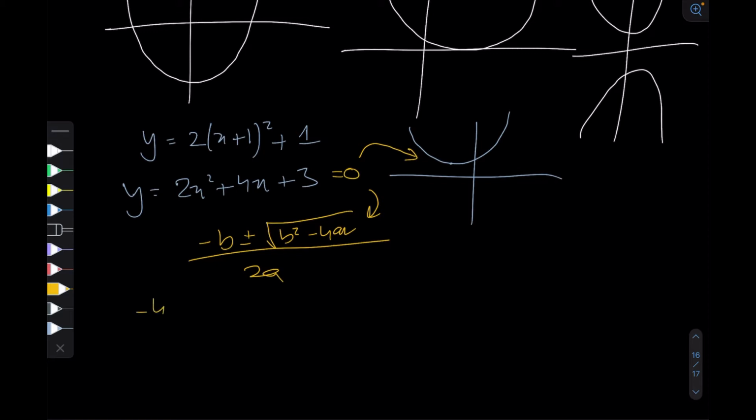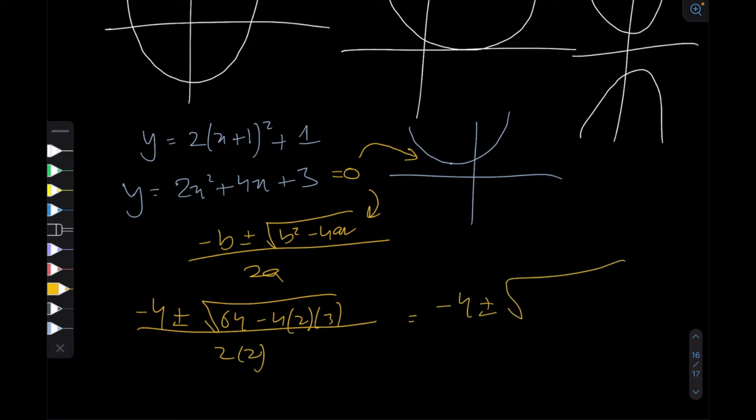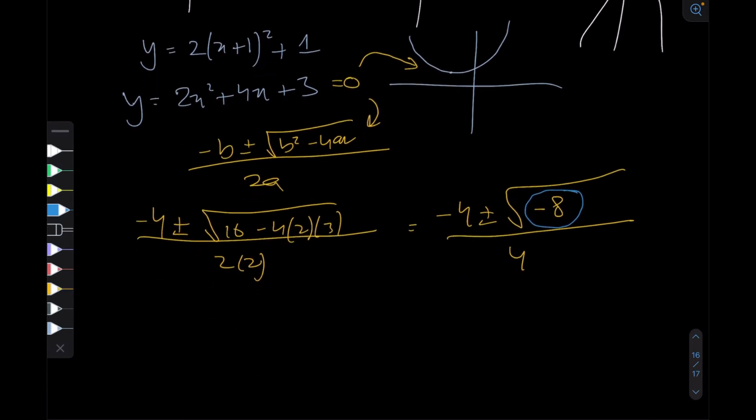So minus b plus minus square root of b squared minus 4ac over 2a. Right, so minus 4 plus minus, well, 4 squared, this should be 16. So 16 minus 24 is minus 8, over 4. And so here is where our problem lies, a negative square root. A negative square root is sort of a problem for real numbers.